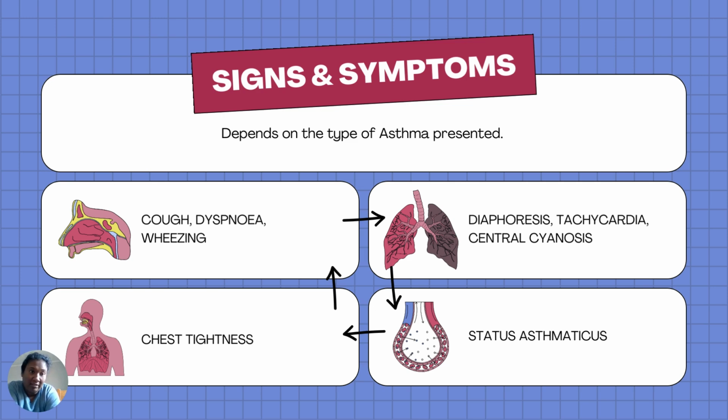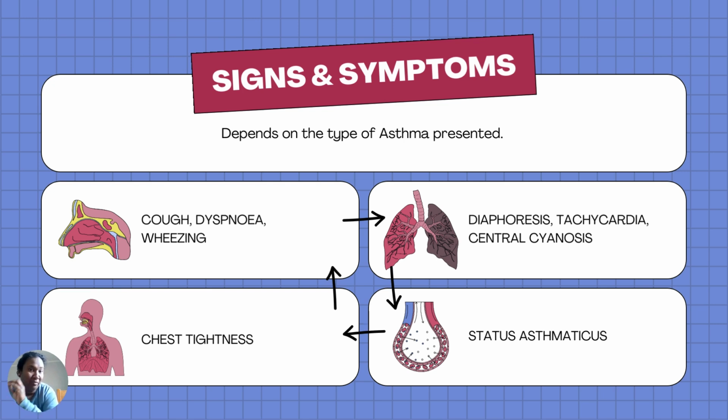So let's see what clinical manifestations you can see in the patient. To begin with, let me tell you, there is a classical triad. All right, the classic triad for asthma is three things, that is cough, dyspnea, and wheezing.